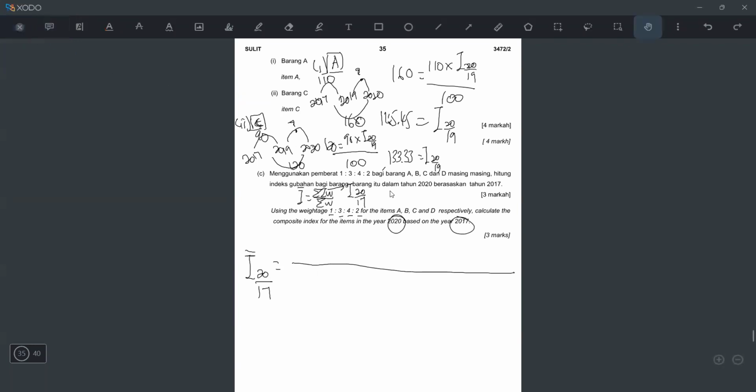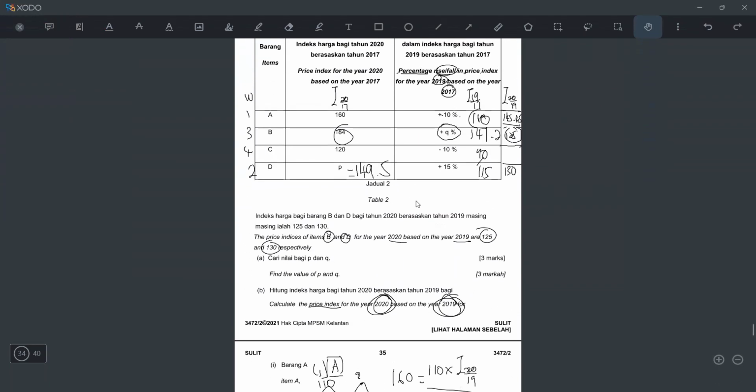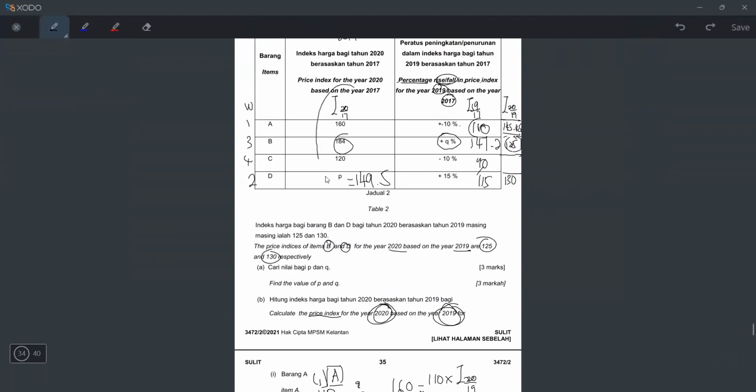So do I have the I for 2017? Let's scroll up. Yes, where is it? This one. Not this one. I cannot use this because the year doesn't match. So this is the one I have to use.